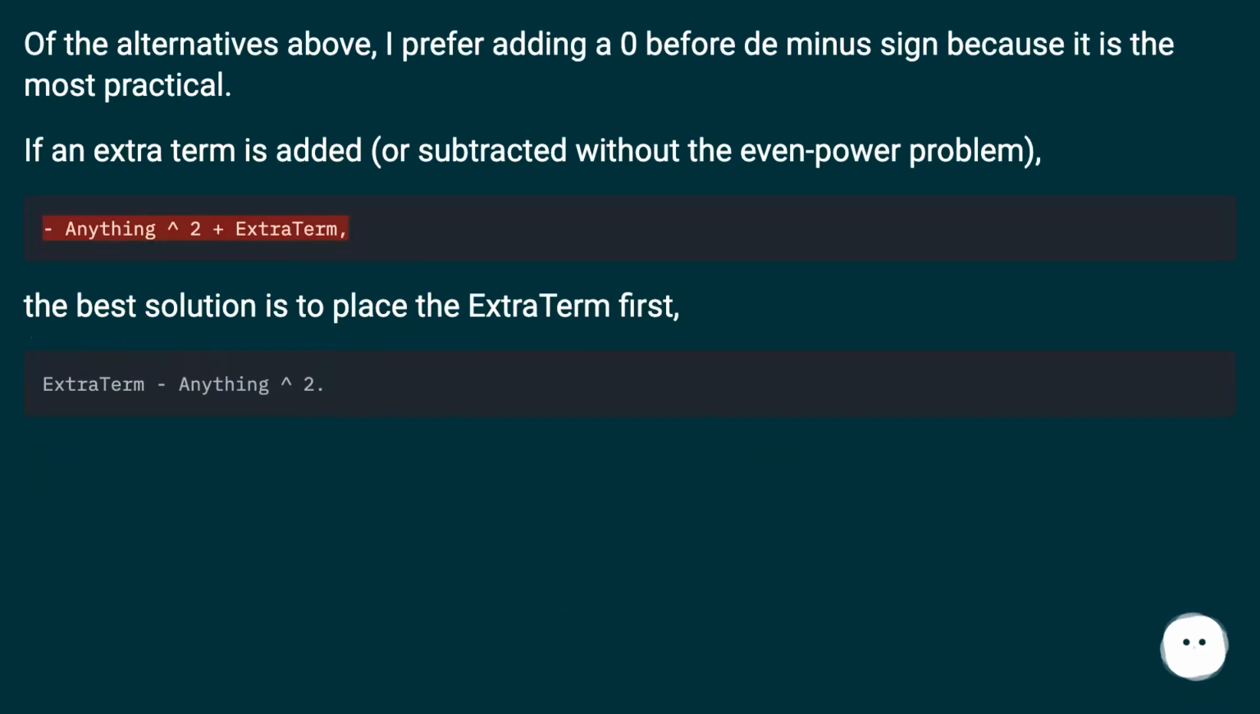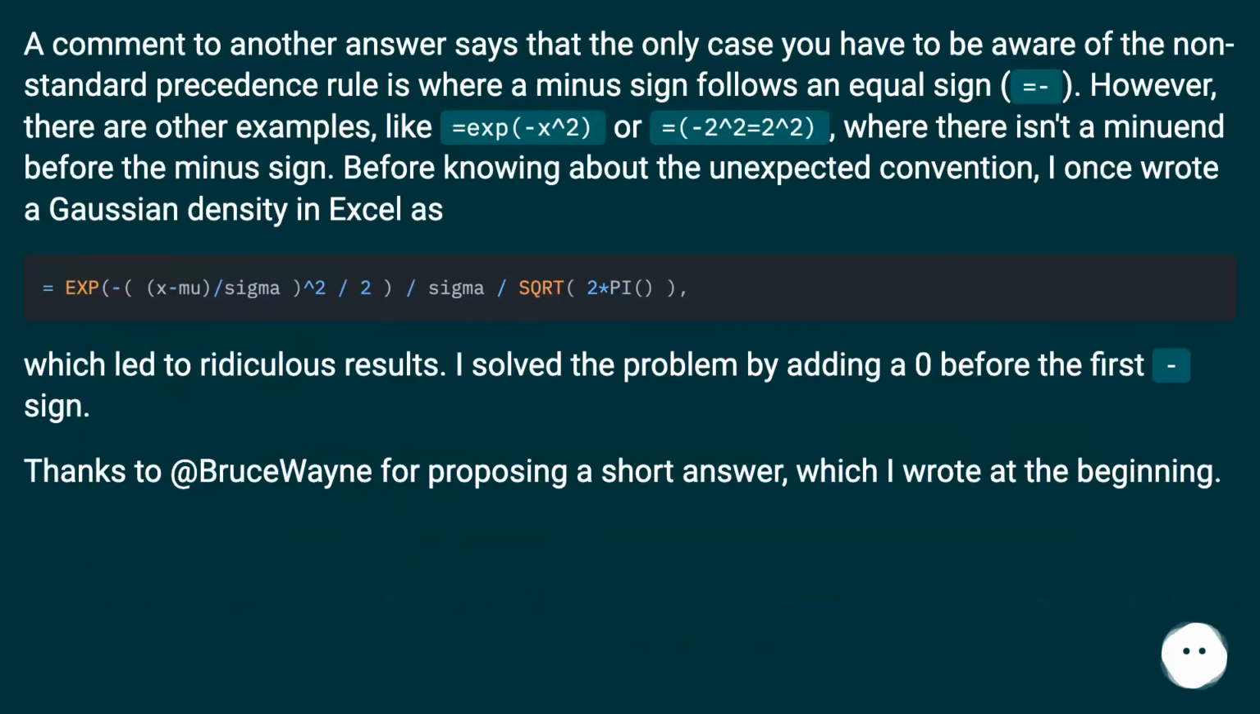If an extra term is added or subtracted without the even power problem, the best solution is to place the extra term first. A comment to another answer says that the only case you have to be aware of the non-standard precedence rule is where a minus sign follows an equal sign. However, there are other examples, like =exp(-x^2), or =-2^2 equals 2^2, where there isn't a minuend before the minus sign.